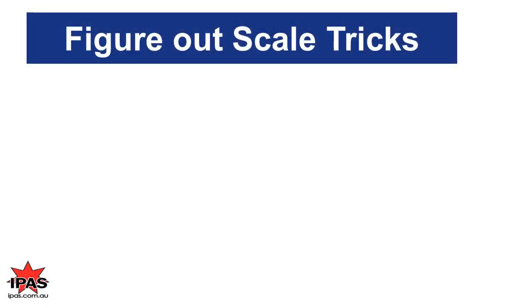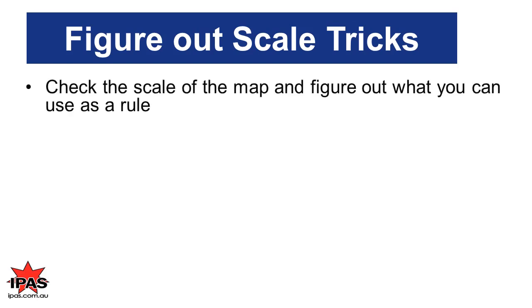Another thing you should be looking at is trying to figure out your scale trick. So you could be using a 1 to 100,000 scale map, or a 1 to 50,000 scale map, or a 1 to 25,000 scale map if you're looking at things in finer detail. Here's a couple of things that you can do to help with your navigation.